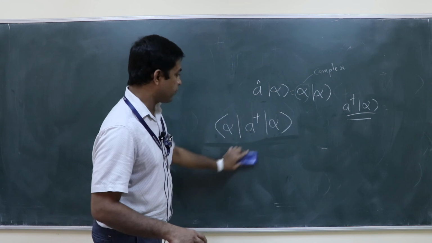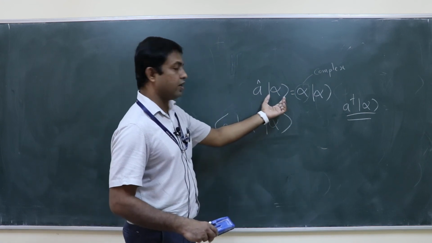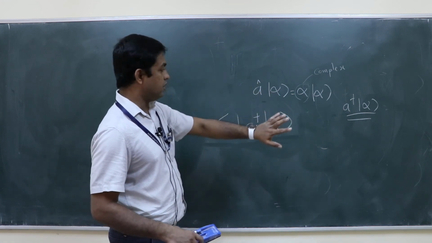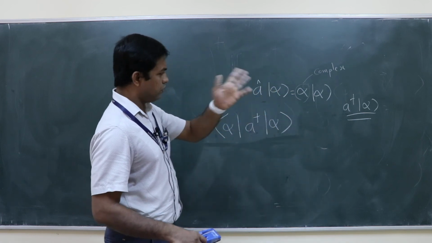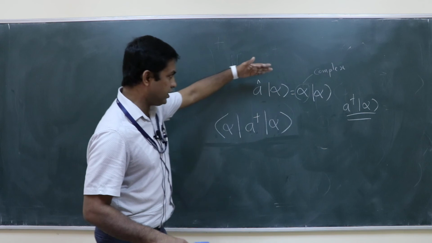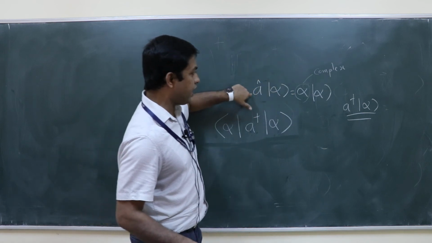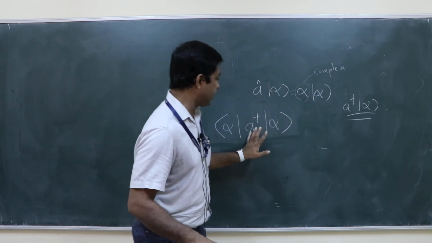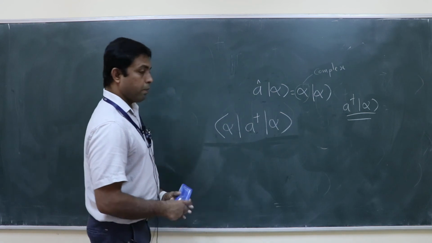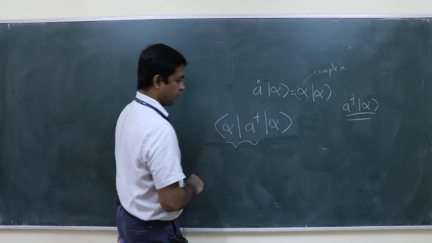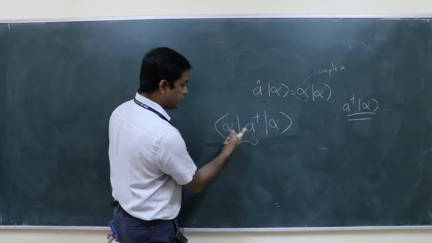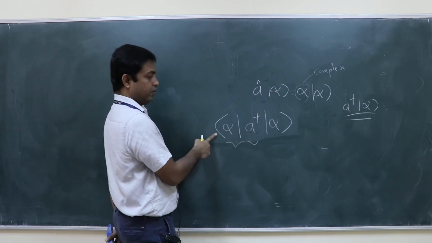Now, if you can write down ket alpha in terms of a Fock basis, then you can act A dagger on that Fock basis. Those things we will do later. But right now, with this information and the knowledge of A acting on ket alpha, I cannot write down A dagger on ket alpha. But this quantity, that is A dagger acting on bra alpha, I can write down.